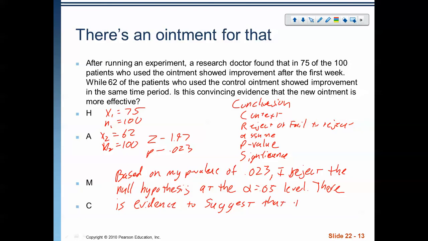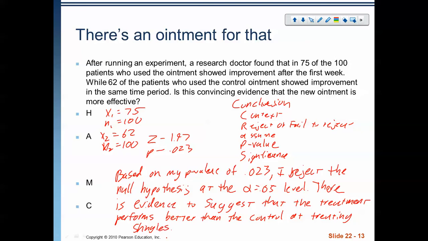that the treatment performs better than the control at treating shingles. Woo-hoo. And there is a great conclusion for what you might end up having to put on your AP test. Again, the context can be seen in this sentence right there.